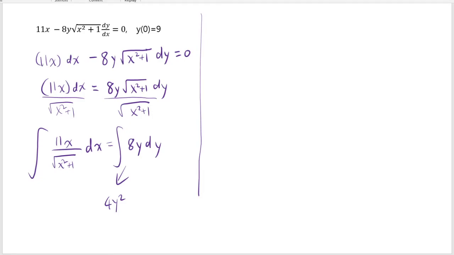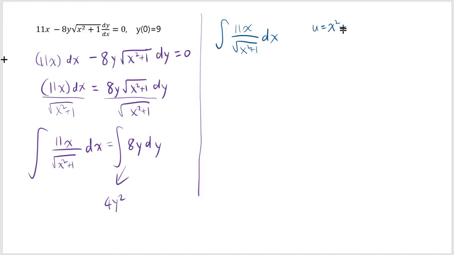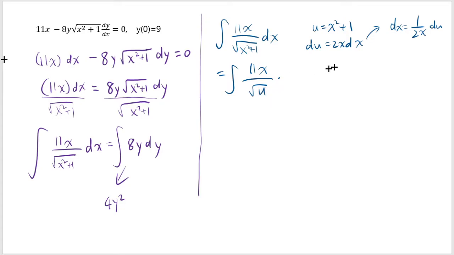Let me change the color. Okay. So product, not the product rule. It should require the u substitution. So to do this, I need to set u as x squared plus 1, so that du is 2x times dx. And if you solve for dx, that's dx equals 1 over 2x du. And therefore, this would be the integral of 11x over square root of u, where we decide to call the thing inside the square root u, times dx, which is 1 over 2x du.